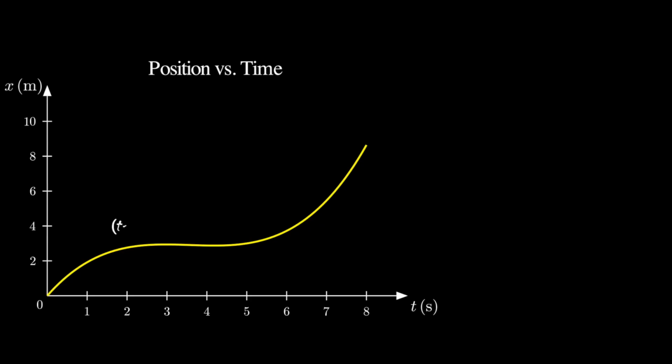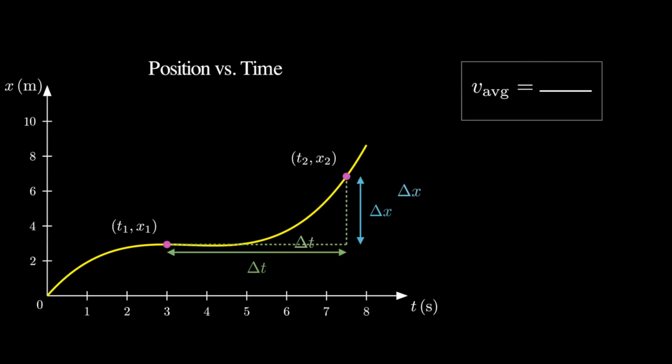You've already seen that the average velocity of the object between 2 points in the motion is defined as the change in position divided by the time interval over which that change occurs. The average velocity is the slope of the straight line connecting those 2 points.